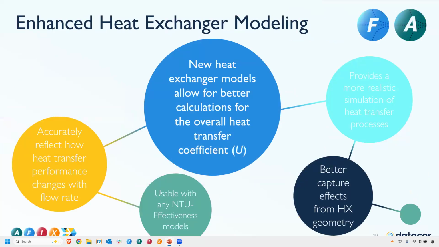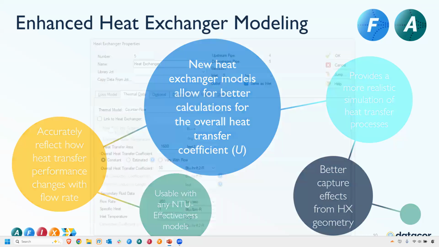Moving on, we've added new heat exchanger models that allow for better calculations for the overall heat transfer coefficient in heat exchangers. This accurately reflects how heat transfer performance changes with flow rate, and it's usable with any of the NTU effectiveness models. It provides a more realistic representation of the heat transfer process in the heat exchanger itself, and better captures geometry from different heat exchangers.